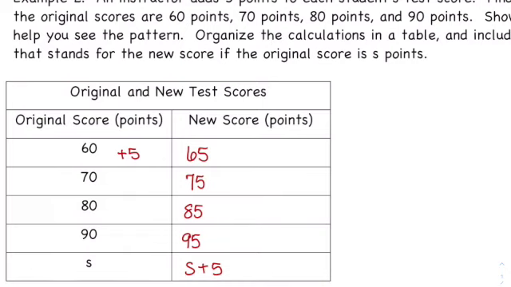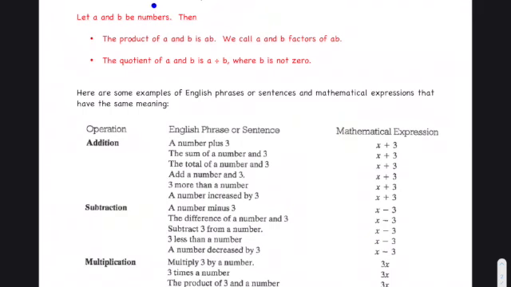Moving on to the next example. The next example is the definition of product, factor, and quotient. When you're talking about those 3 things, you should know: let A and B be numbers.